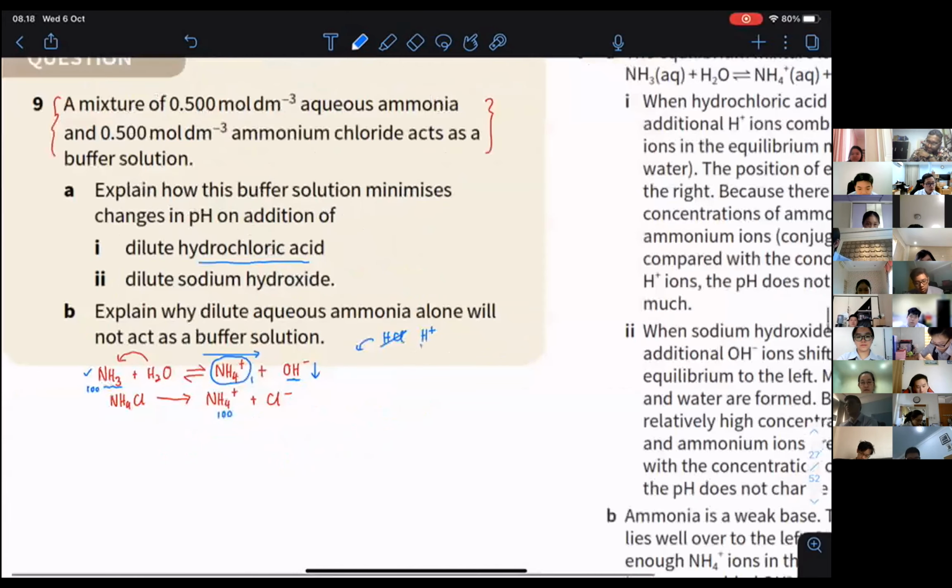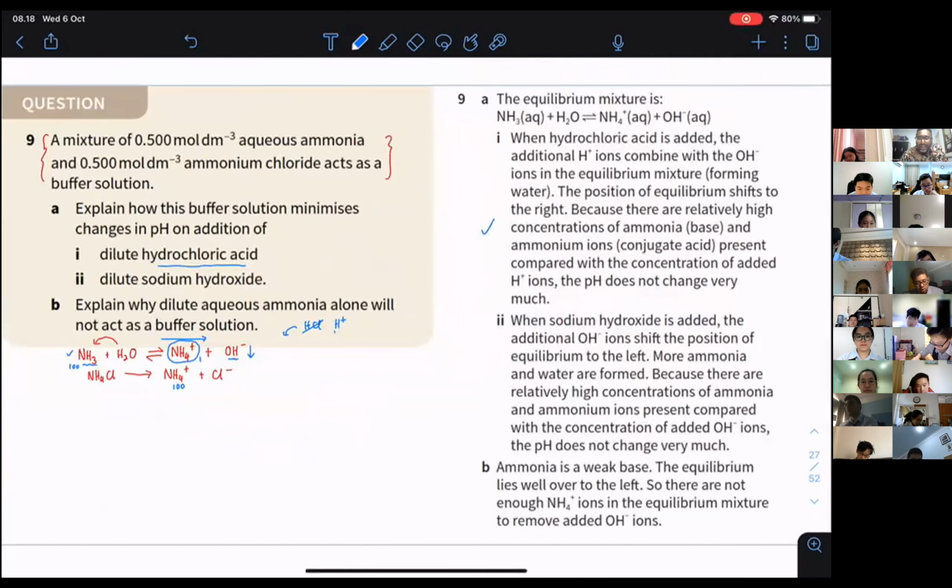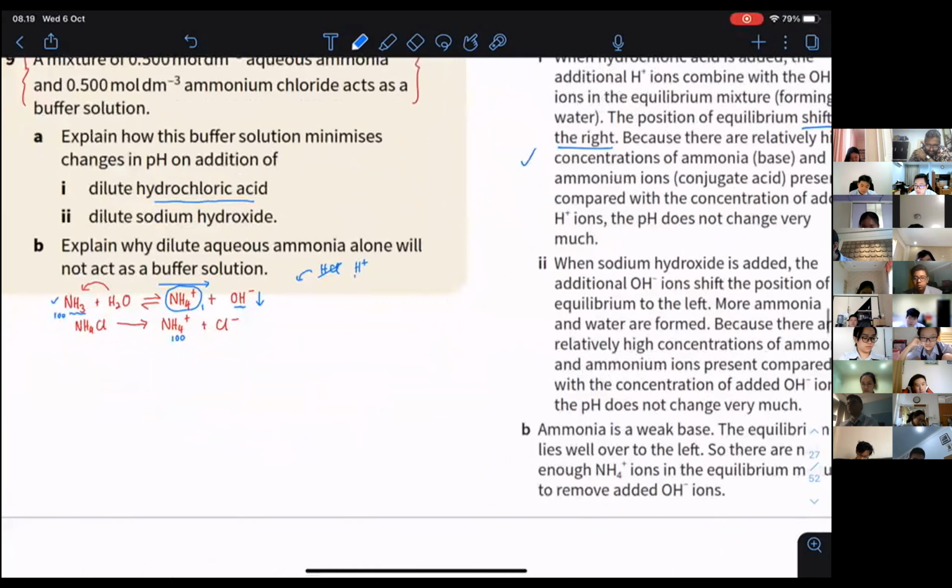You can read through whatever I explained, how to put it in the form of words. Everything important is there. Shift to the right. Concentrations are too big, so it doesn't actually change. You just read. It's the same explanation, so make sure you know how to answer. Now, the next question is going to be related to sodium hydroxide. So let's say I erase this one.